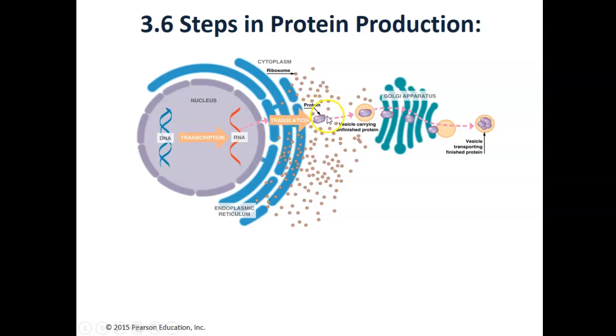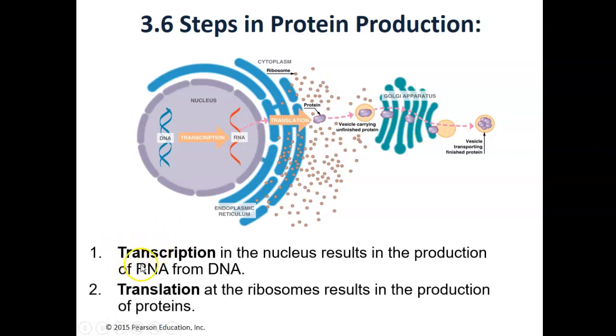Then protein will be packaged into the Golgi apparatus. Within the Golgi apparatus, it will be further labeled. Therefore, there are two terminologies you need to pay attention to. One is transcription in the nucleus. This results in the production of RNA from DNA. Translation is making protein from RNA on the ribosome.